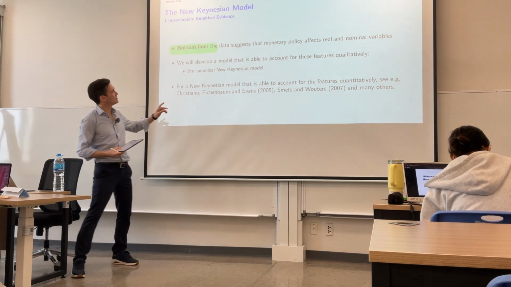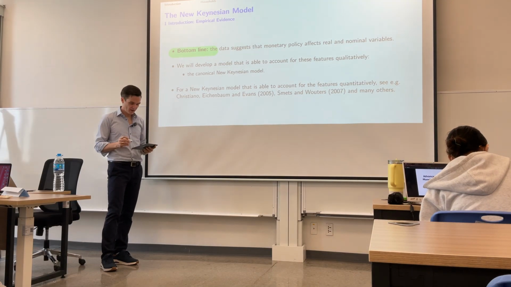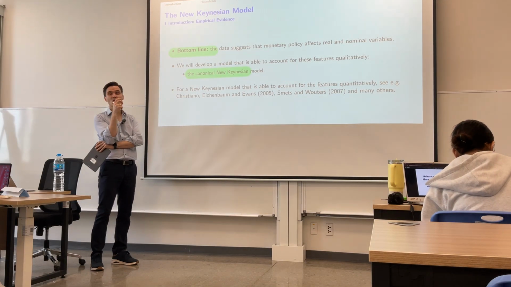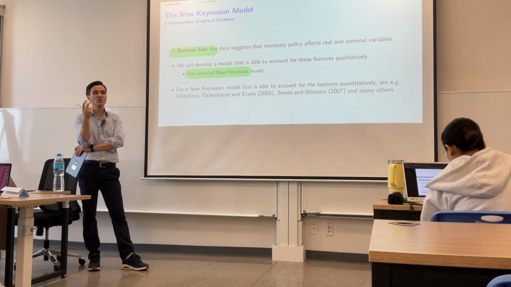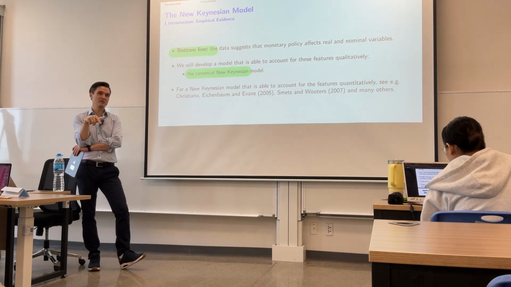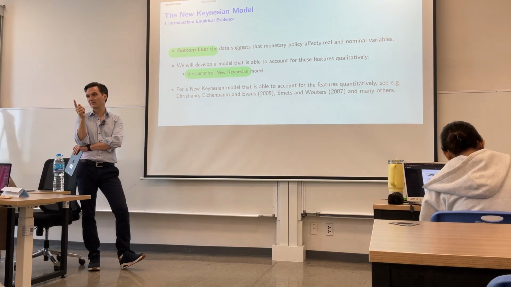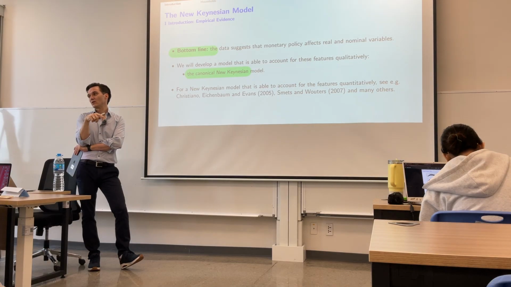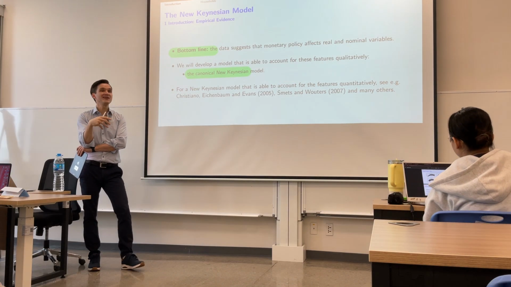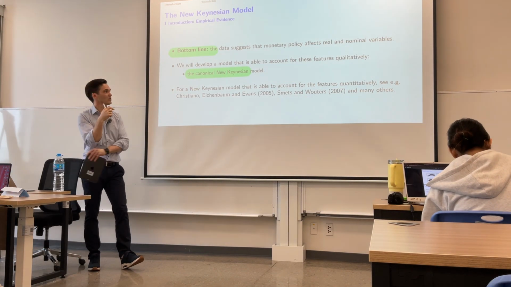What we're going to do is work with this so-called canonical New Keynesian model, where we're going to see qualitatively those results from the model. We're going to see qualitatively that when the central bank cuts the policy rate, we get more economic activity and more inflation. What we're not going to do here in class is develop a so-called quantitative New Keynesian model. Okay? What do I mean by that?